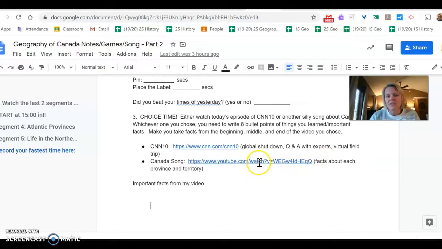Or you can choose to listen to this song about Canada, and it gives facts about each province and territory in song form. So you decide which one of those 2 you want. Either way, you're going to write 8 bullets of information of what you learned on whichever video you choose. Okay, that should be all.